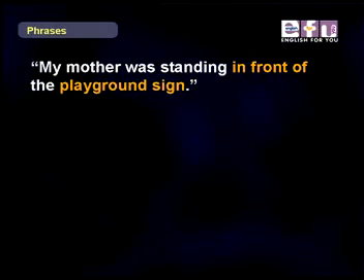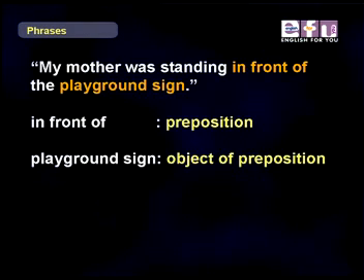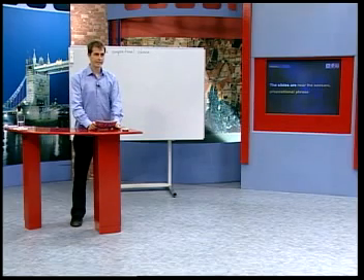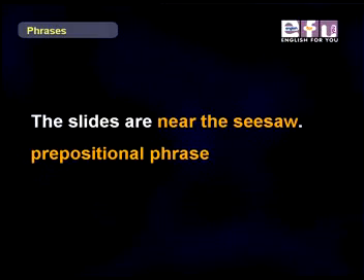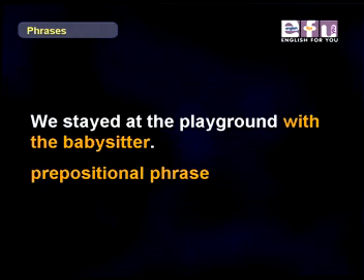In the first sentence, my mother was standing in front of the playground sign. In front of is the preposition. Playground sign is the object of the preposition, and in front of the playground sign is the prepositional phrase. In the second sentence, the slides are near the seesaw. Near the seesaw is a prepositional phrase. In the third sentence, they left for the playground at 3 o'clock. At 3 o'clock is the prepositional phrase. And in the fourth sentence, we stayed at the playground with the babysitter. With the babysitter is the prepositional phrase.